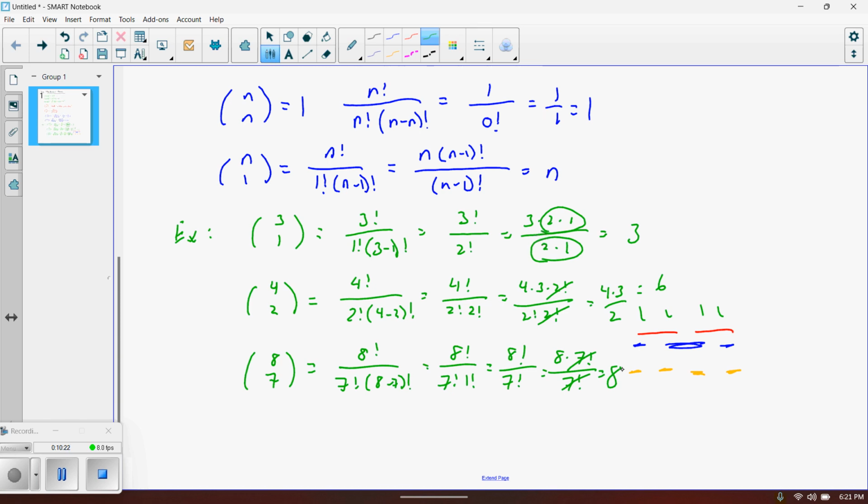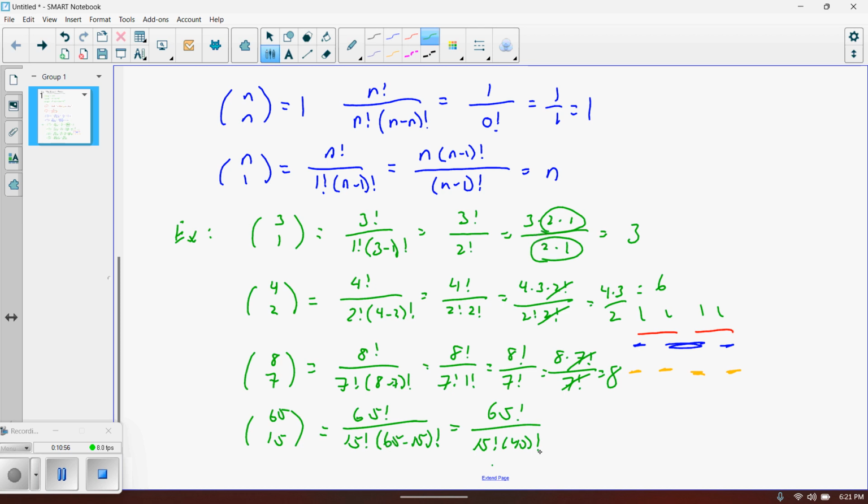There is actually a way to do this in your calculator for bigger ones, because if I asked you to do something like 65 things taken 15 ways, I don't expect that one to be something you would do by hand. I mean, you could certainly write out what it would look like. It would be 65 factorial divided by 15 factorial times 65 minus 15 factorial. And that would simplify down, before we do any numerical things, to this.